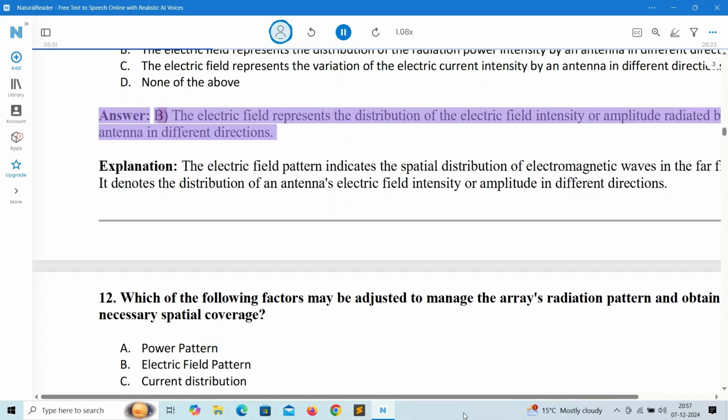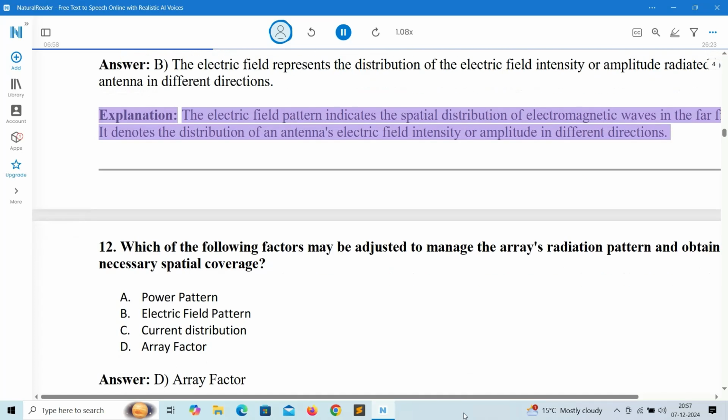Answer: B. The electric field represents the distribution of the electric field intensity or amplitude radiated by an antenna in different directions. Explanation: the electric field pattern indicates the spatial distribution of electromagnetic waves in the far field. It denotes the distribution of an antenna's electric field intensity or amplitude in different directions.